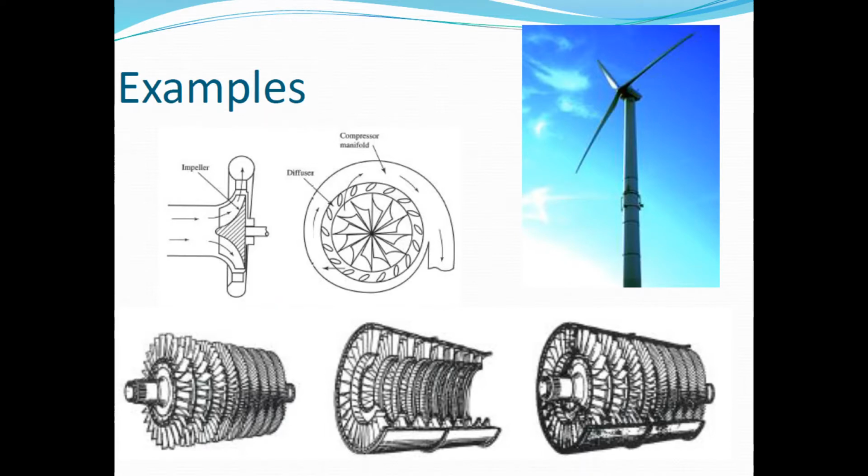And then on the bottom we have a jet engine. On the left picture is the rotor part of it, so the vanes attached to the shaft. The outer part of it is the stationary casing, or the stator, and then you can see it put together on the very right hand side.